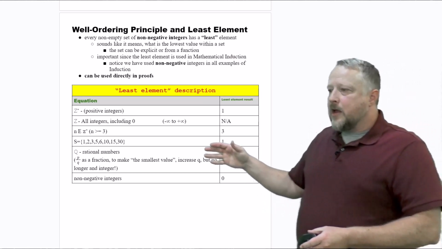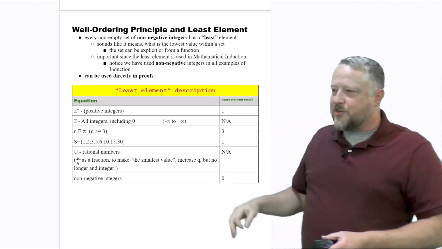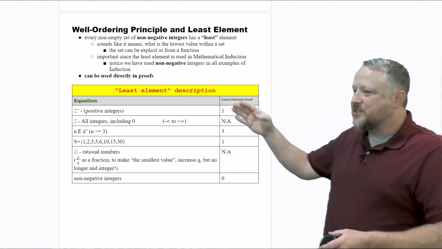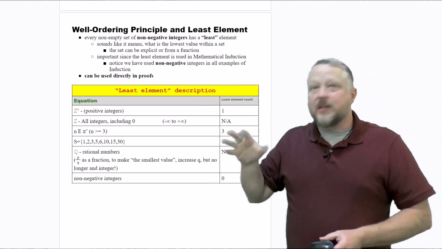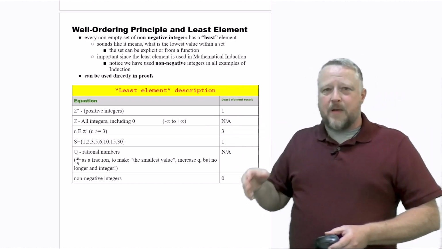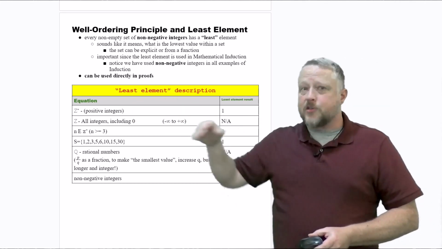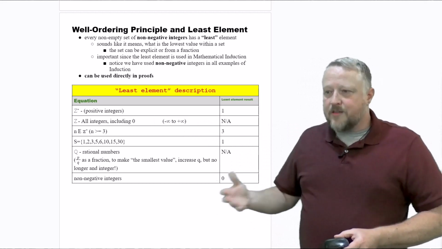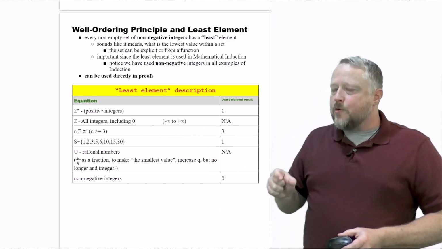It sounds exactly like it means: the lowest value from within a set, where the set can be explicit or from a function. It's important since the least element is used in mathematical induction. Notice P of 1 was our base case, or P of 2. It's really low compared to P of 1,000, unless we are strictly told by the range of the value in that proof. We'll always try to get the least value in there.